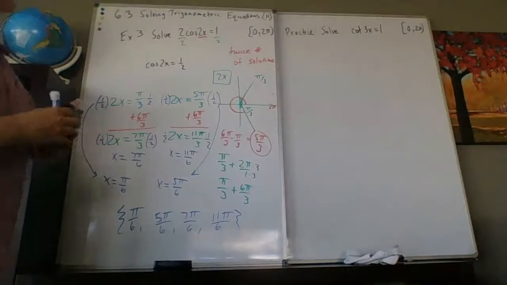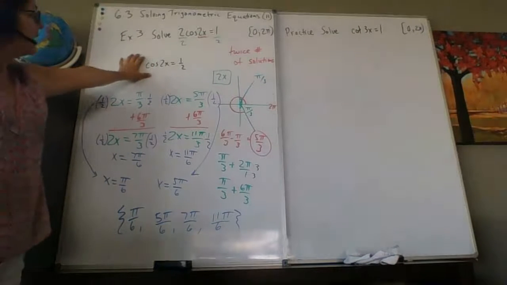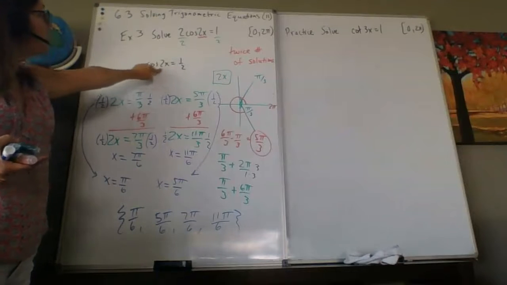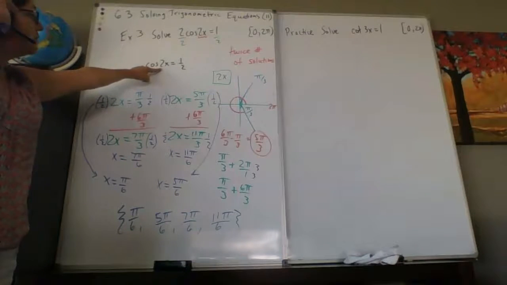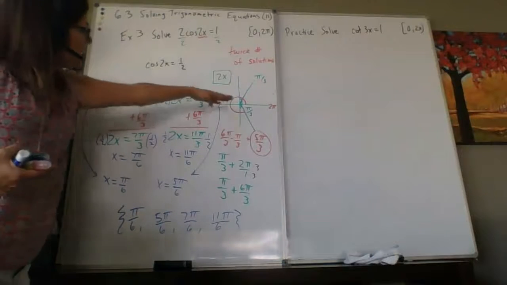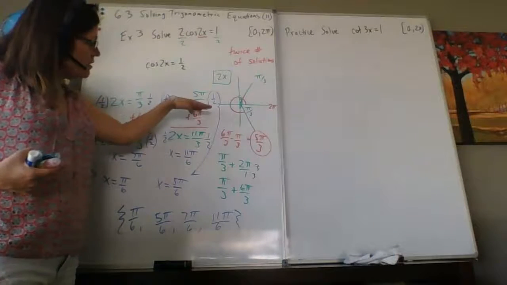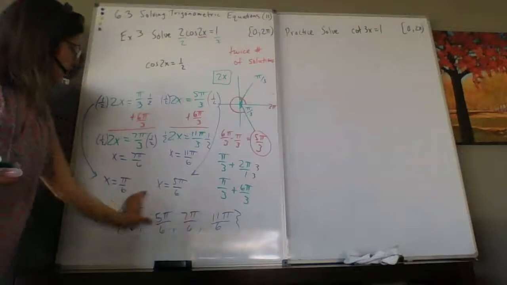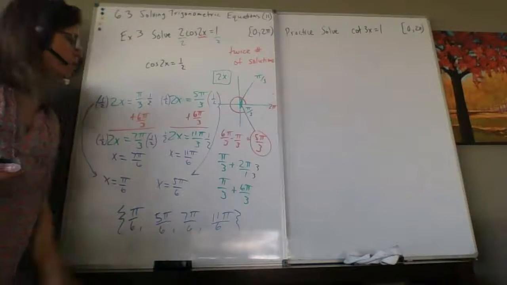Even though in our original equation of cosine equaling a half we are expecting two solutions, because of the 2x in here, we are going to get double that. So that's why we got four solutions. And notice that even though we were adding 2 pi here, when we divided by 2, we got all four answers in between 0 and 2 pi.